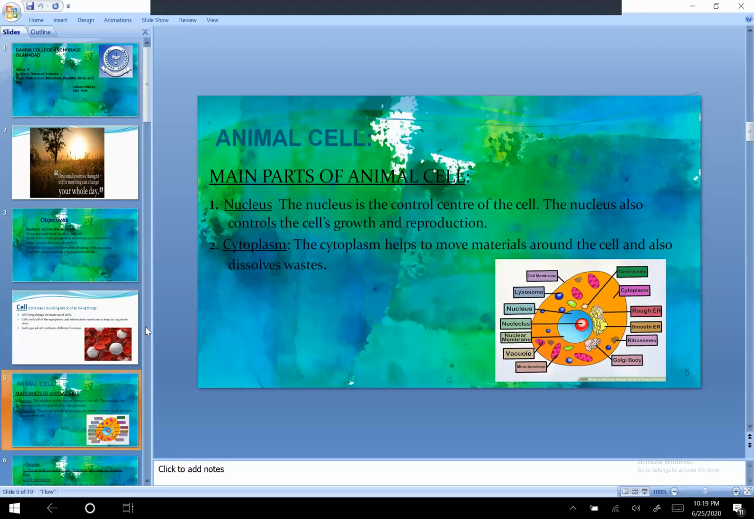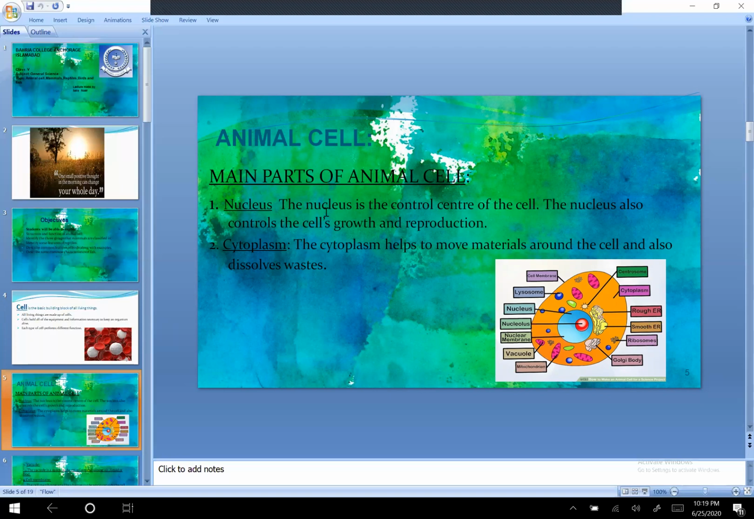Children, as our topic is animal kingdom, we have to study all about the animals. So before going in detail in the classes of the vertebrates, I just want to share animal cell, main parts of the animal cell with their functions.